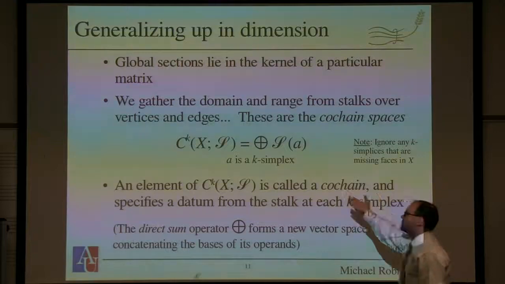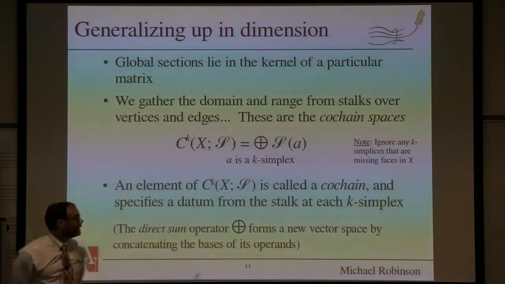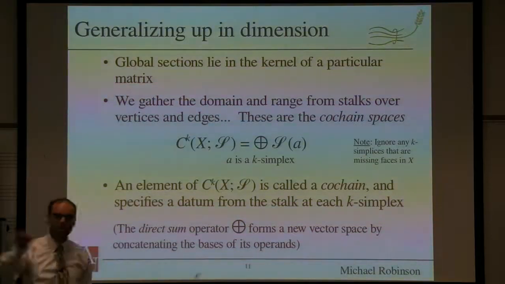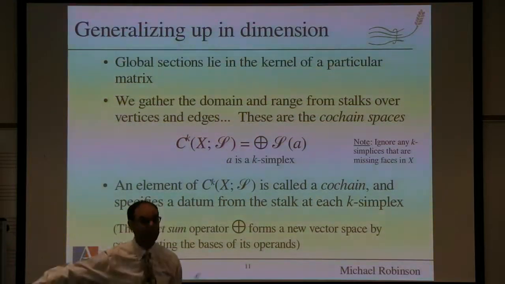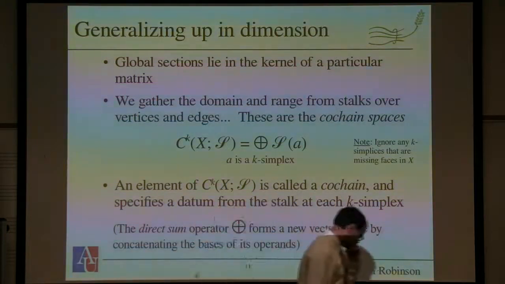OK, so each element of this space is called a k cochain. And it really specifies data from all stalks on all k simplices. So you walk over all k simplices, you grab data out of each and every one of them. That's what this thing is.